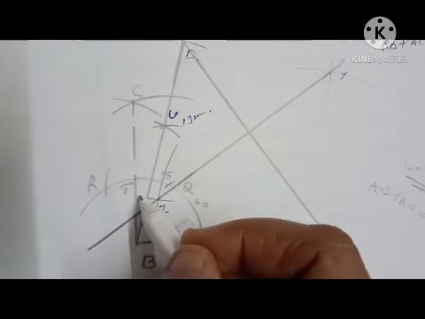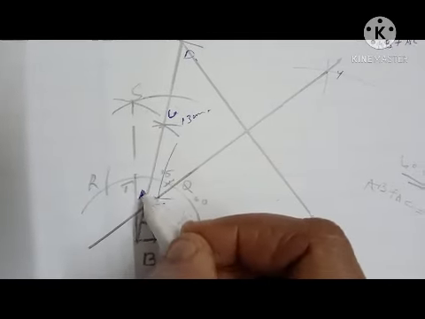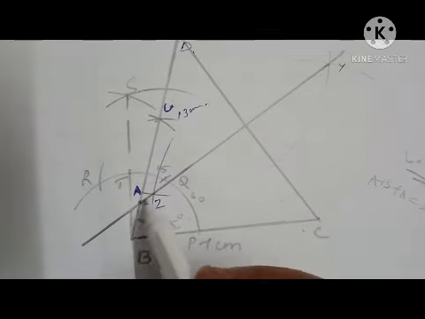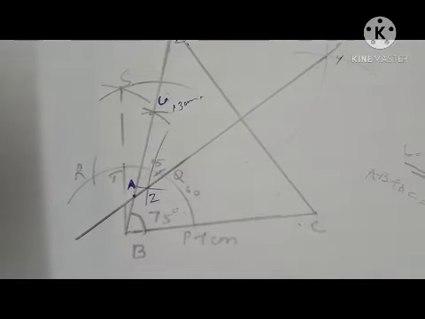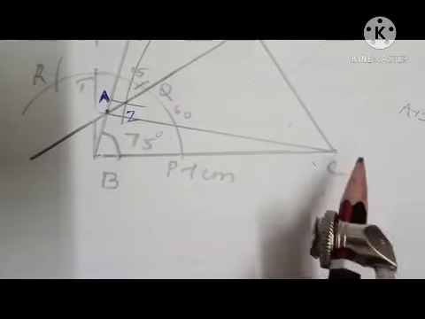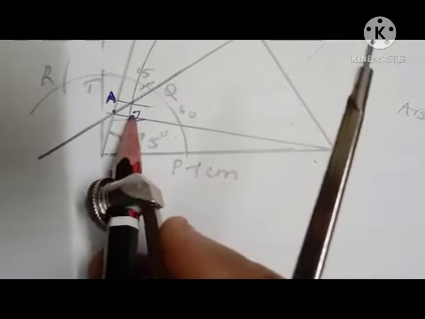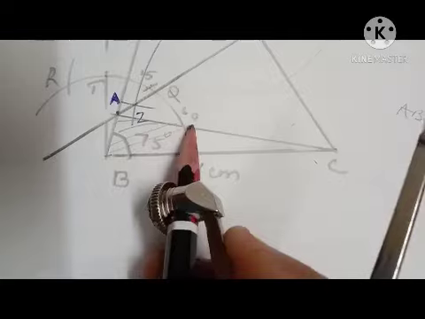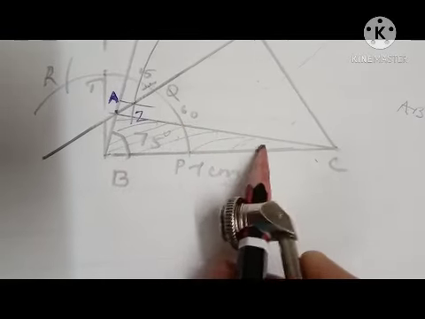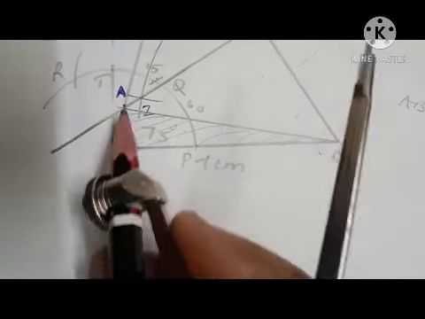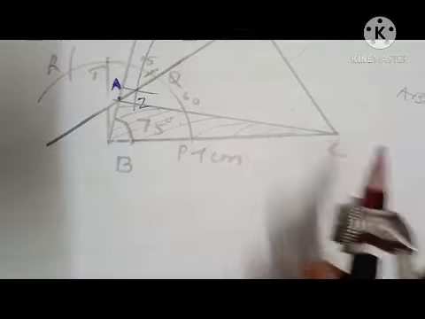That point will be our required third point A. Right? Now we have to join A to C by using ruler. Join the point A and C. Now this is the required triangle ABC. This is the required triangle ABC.